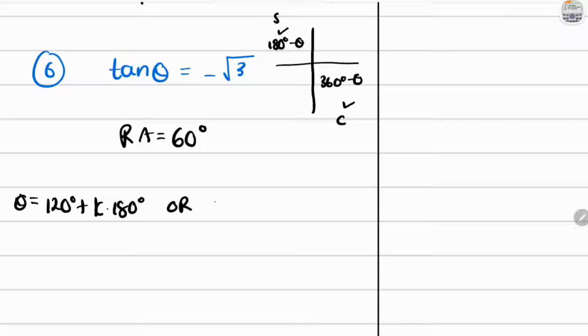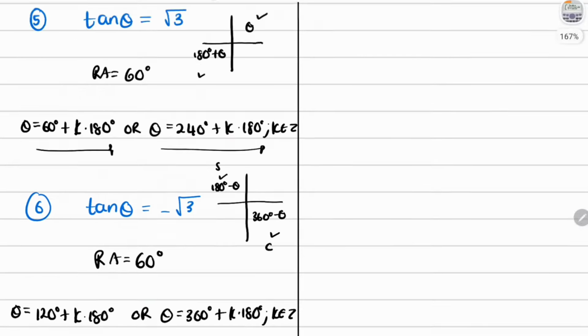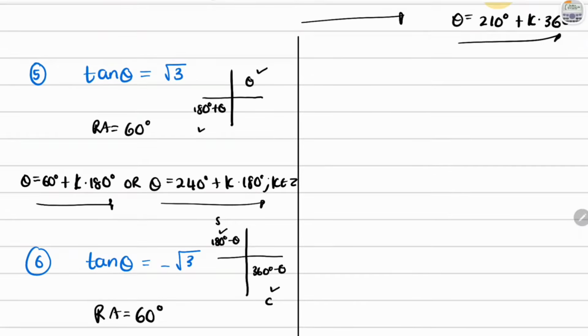And then, or we'll say theta is equal to 360 degrees minus 60, which is 300 degrees plus k of 180 degrees, of course, where k is an element of integers. So that will be our solution. So let's go ahead and try using the quick method now.